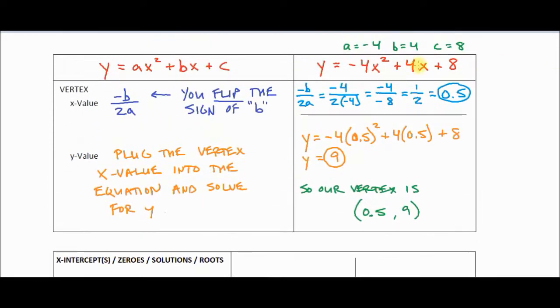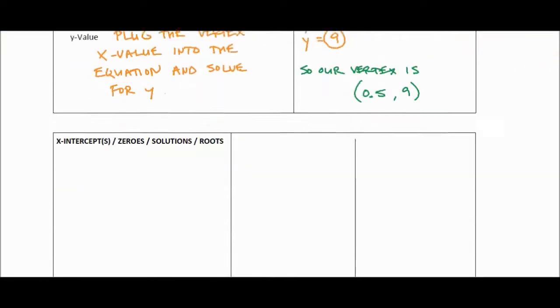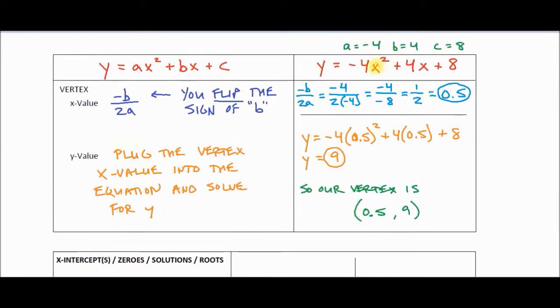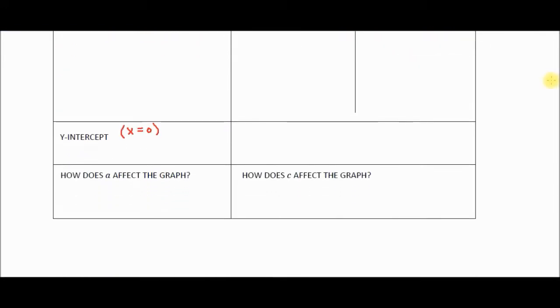So on the bottom of this page, let's talk about the y-intercept. Remember, at the y-intercept, x is going to be equal to 0. On a standard form quadratic, if the x value is 0, take a look. Negative 4 times 0 squared is just 0, and 4 times 0 is just 0. So notice the y-intercept will always be the c value. So down here, you're just going to write y equals c.